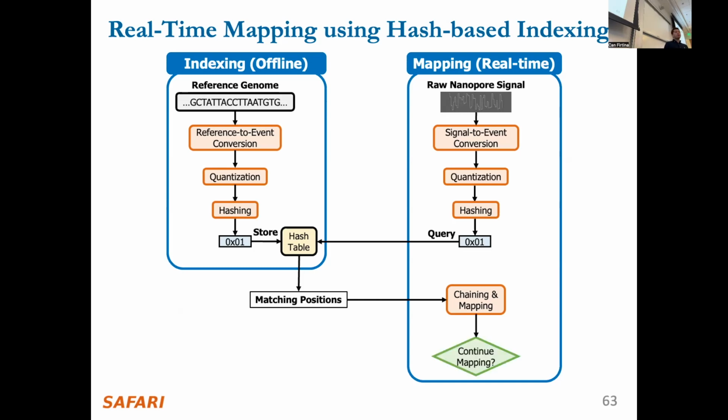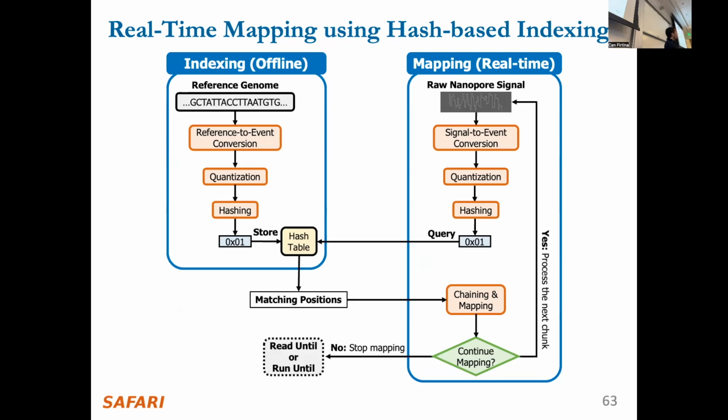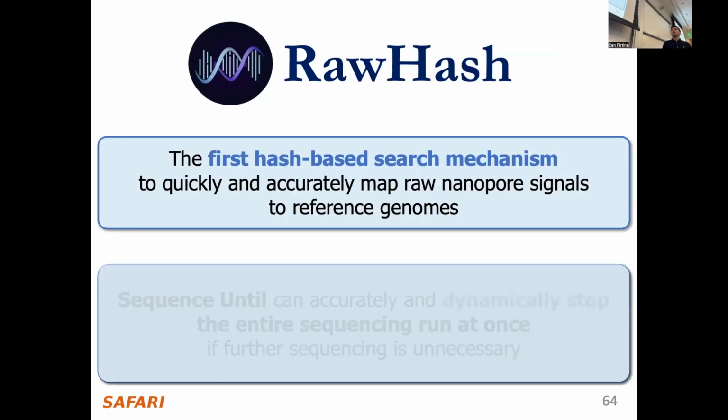And based on the mapping information that we generate, we continuously ask the question whether we should keep mapping, meaning whether we should keep sequencing this read or not. If the answer is yes, we simply retrieve the next chunk of data, do all of these steps again, and then do this checking again, and so on. But if the answer is no, then we tell the sequencer to stop sequencing that particular read using the feature that is known as read until or run until. Basically, this is the entire real-time analysis using RawHash.